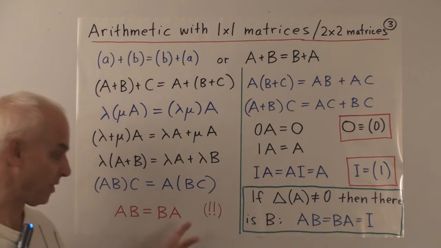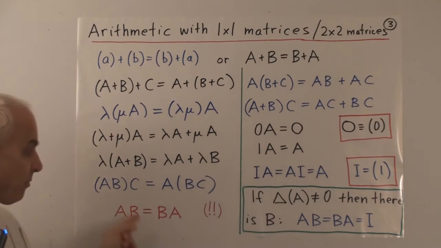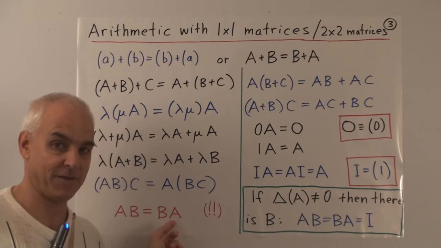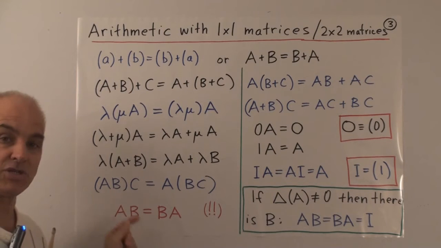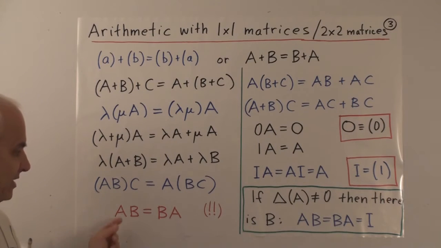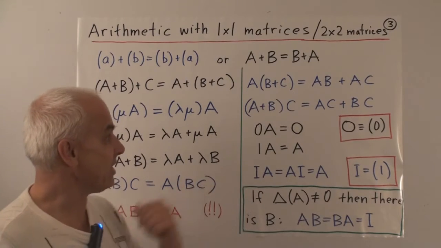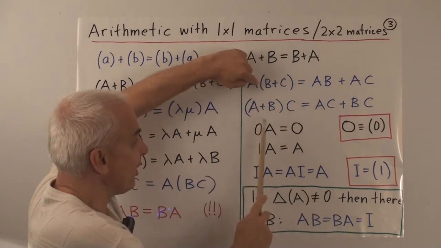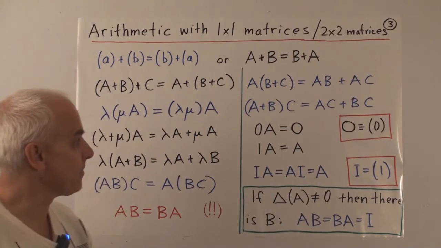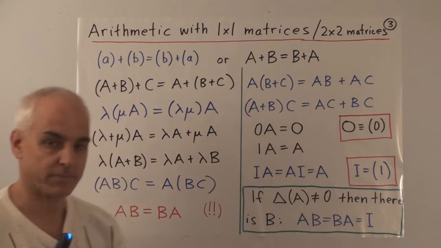Now, I've written this in red with some exclamation marks. This law is different from all the other laws on this page because it applies only to the one-by-one case. This is the case that distinguishes one-by-one matrix arithmetic from two-by-two matrix arithmetic. Okay. This is valid for one-by-one matrices, but not valid for two-by-two matrices. So I've put it in red. There are some other distributive laws having to do with matrix multiplication and addition. A times B plus C is the same as A times B plus A times C. And A plus B times C is the same as A times C plus B times C.